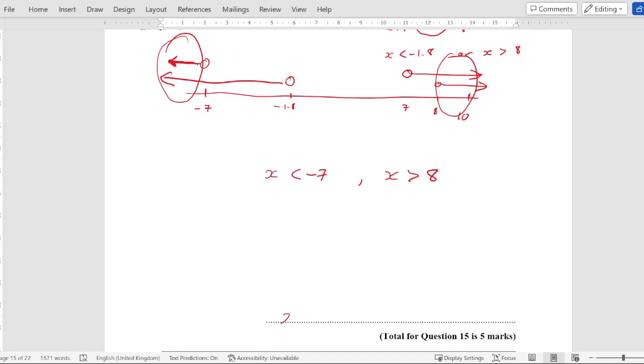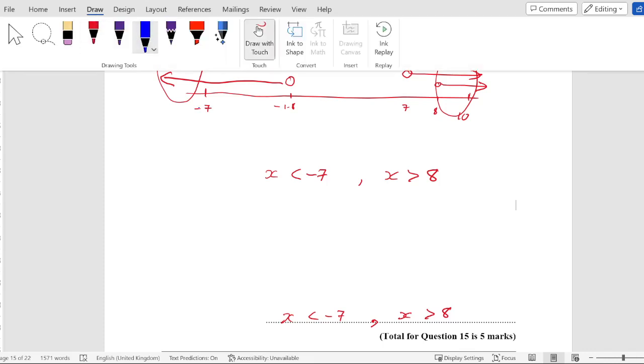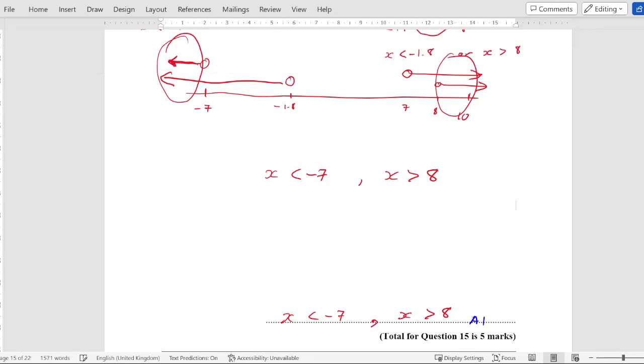I'll just write it in again. So x is less than minus 7, comma, or x is greater than 8. Okay then, marks for that then. So let's see whether the mark scheme agrees with me. Okay, it does. So A1 for my answer.